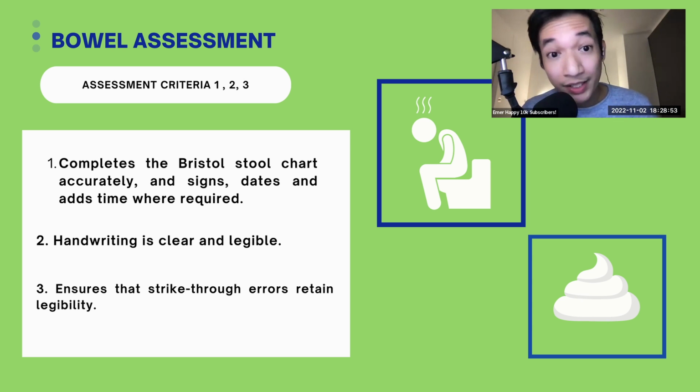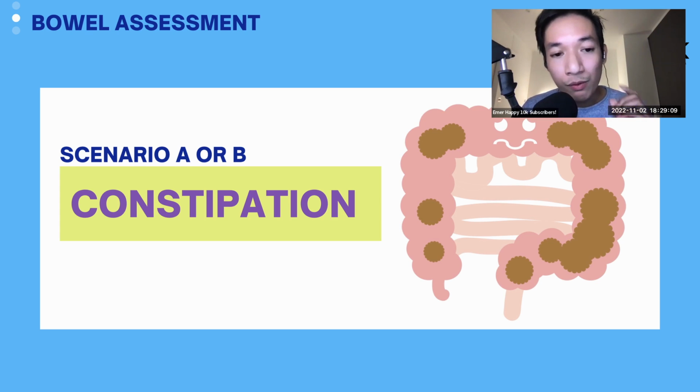We will now go to the scenarios. Okay, so we're now done with the first, second, and third criteria, which are easily understandable. The fourth criteria talks about the first two scenarios. Remember, I did mention there are 4 possible scenarios in the examination. The first one falls under constipation, and under constipation, there are 2 possible scenarios: scenario A or scenario B.